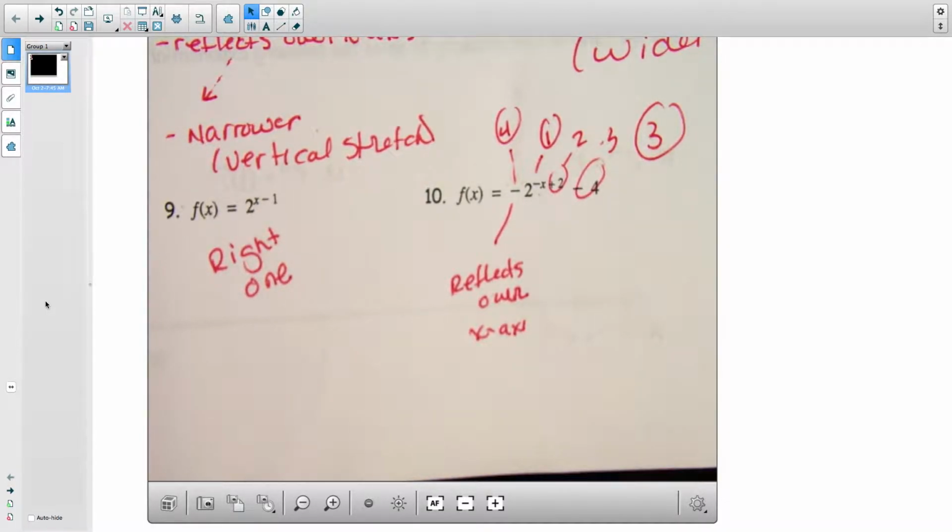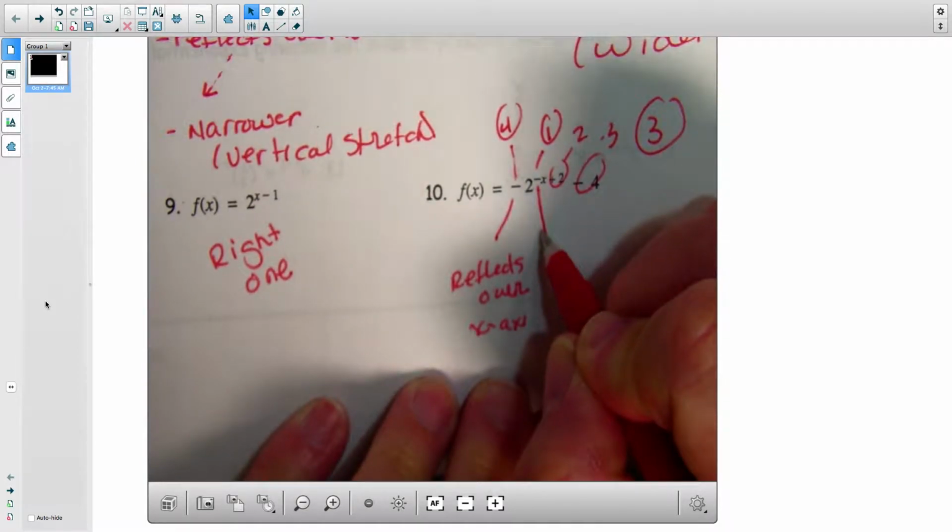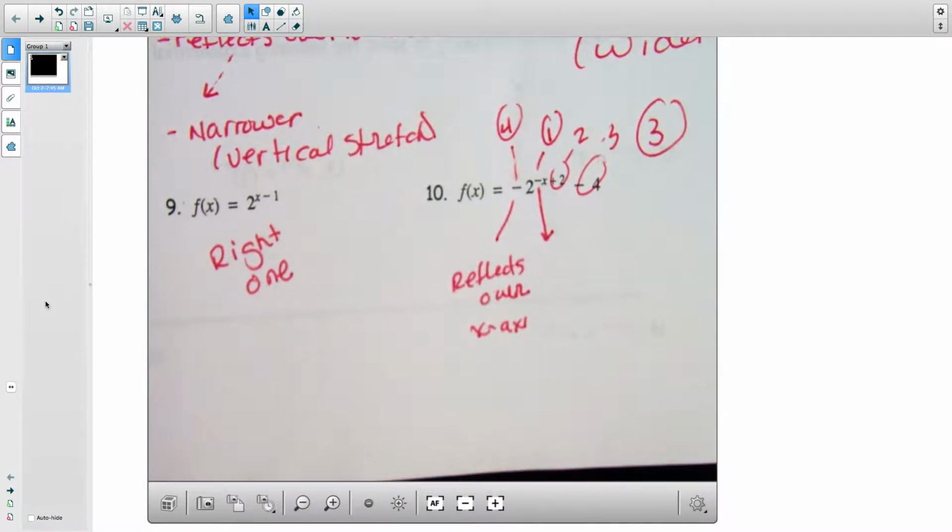What does this negative do? Over the y-axis.